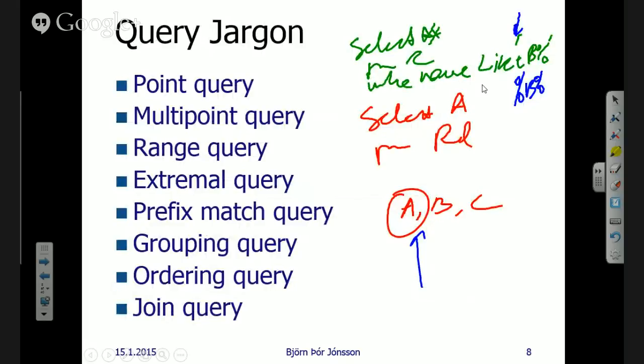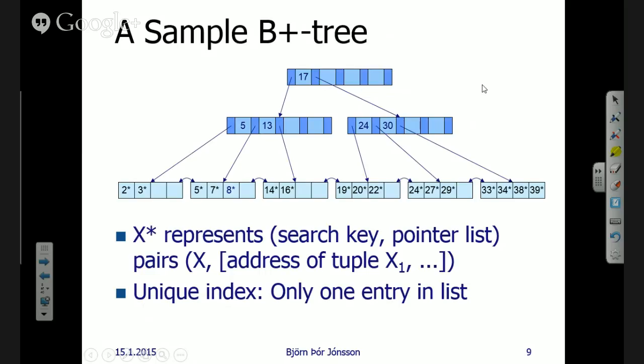So the like is basically a regular expression of sorts. It's a limited regular expression. B% means anything that starts with a B. I don't care what the rest is. Whereas equality would match the string B% and only that string. So you use like for wildcards. That's the difference. So this is what a B+ tree would look like.